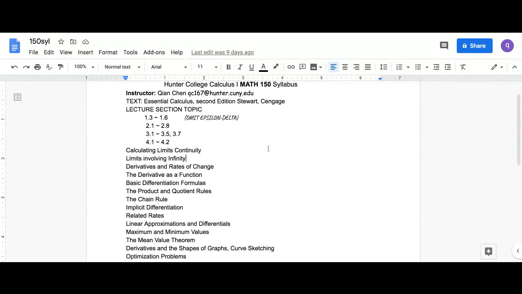Edition, because the second edition is free, right? You can find it online. You don't really have to spend money to buy it, all right? If you really have a problem, let me know. I'll send you a PDF file.